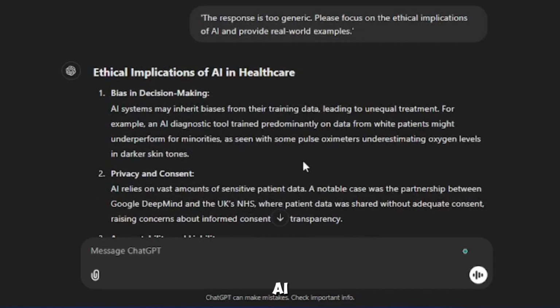Ethical implications of AI in healthcare. 1. Bias in decision-making. AI systems may inherit biases from their training data, leading to unequal treatment.